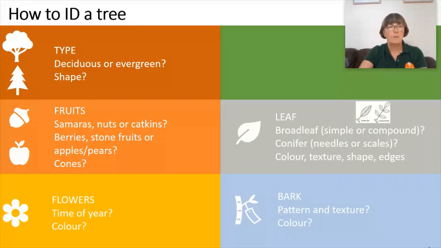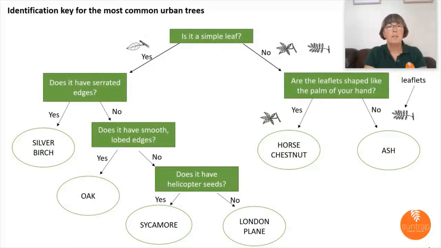Once you've seen how to identify your tree, it might be that you use an identification key. You might have seen these type of things at school. These ask questions for which the answer can only be a yes or a no, and you work your way through the key. So for example, if you have a leaf and it is what's called a simple leaf, you would go along the yes side. And then you'd need to look at the edges of your leaf to see if they were serrated or not. If they were, then it may well be a silver birch tree.